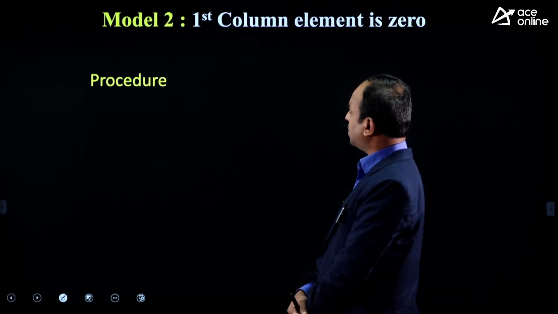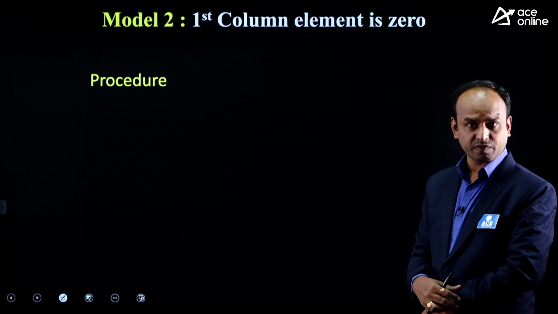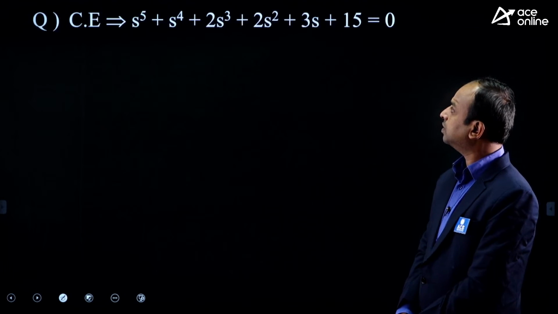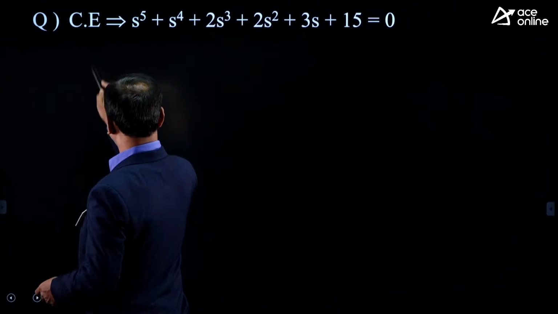Then another type of model: the first column element is 0. If the first column element is 0, what happens in the Routh-Hurwitz stability method? Now we'll solve this question.